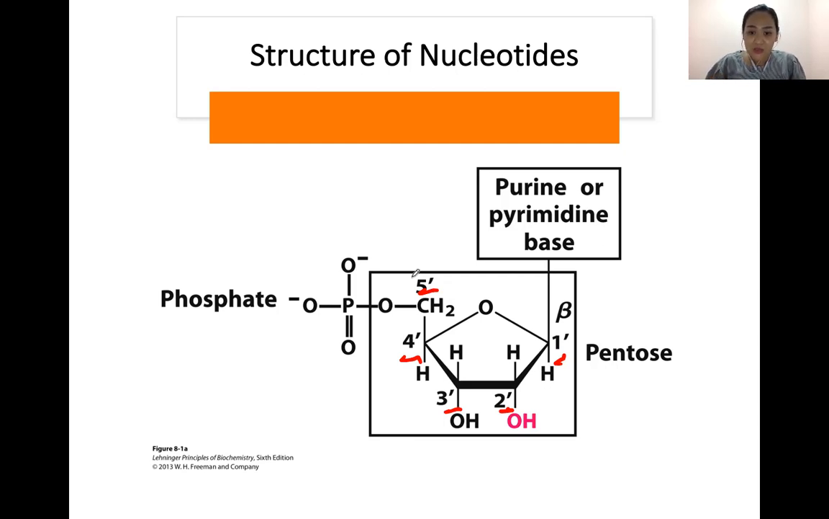Aside from that, in this structure, you will also notice the hydroxyl group at the 2' position. You will notice that it is in pink. This is to take note that in the DNA, this position is a hydrogen atom and not a hydroxyl group.